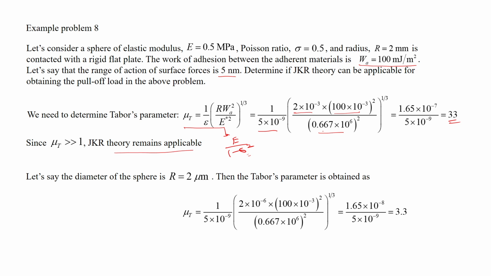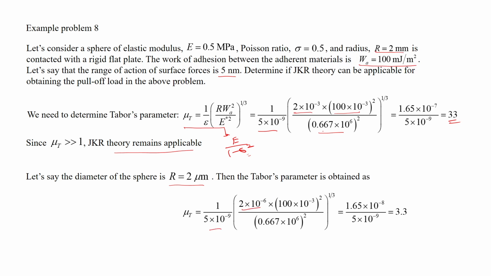Now, let us say that the diameter of the sphere is decreased to 2 micron. Initially it was 2 millimeter, a sphere. Now I have a spherical particle of 2 micron. Then the Tabor parameter will be obtained with 2 micron instead of 2 millimeter; the rest of the things remain the same.